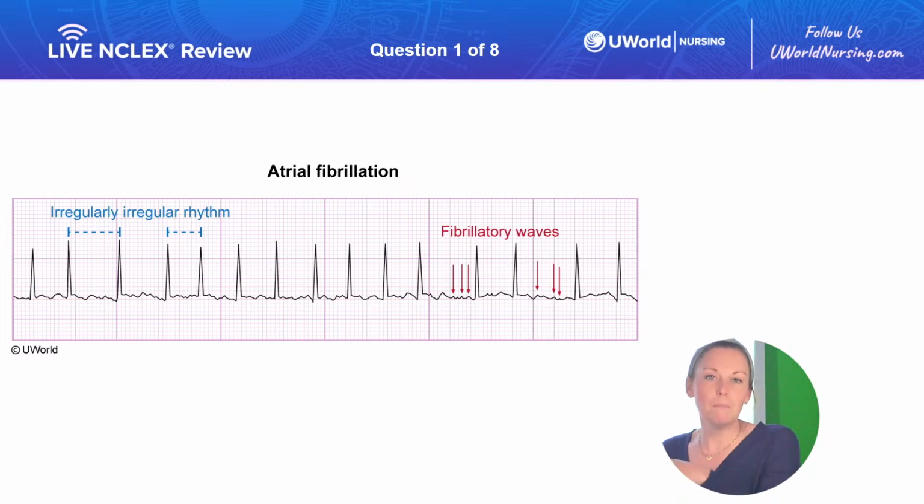That means our blood is going to swirl around in our atrium. We know blood goes from our atrium down to our ventricles. If we have that swirling blood in our atrium, we're not going to be getting as much blood down into our ventricles and as much blood out into our circulation.